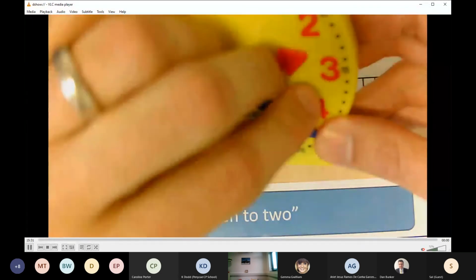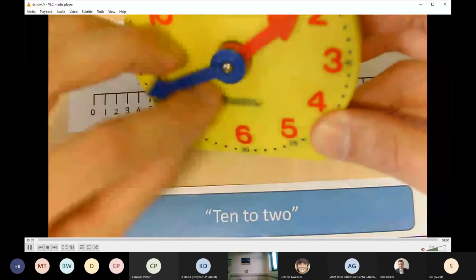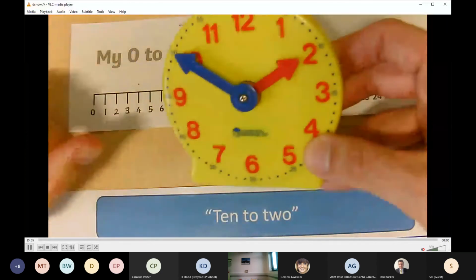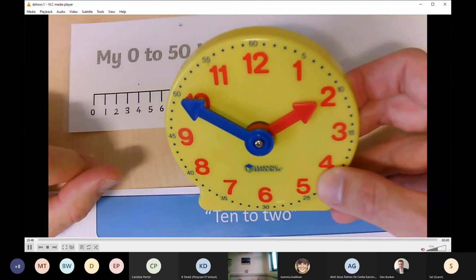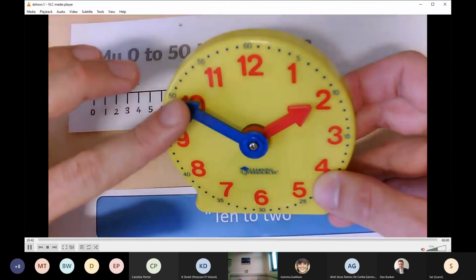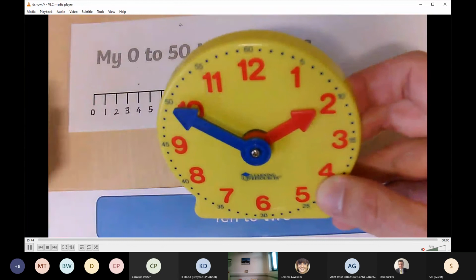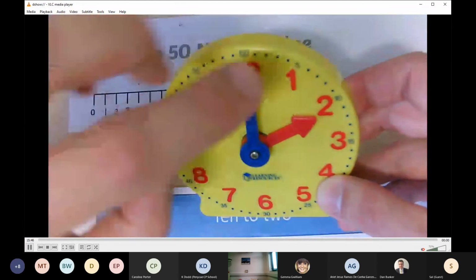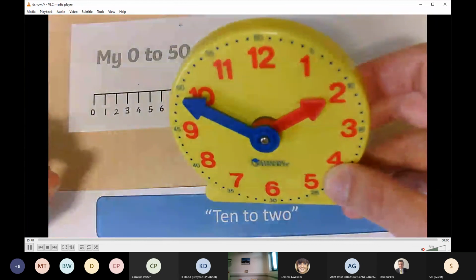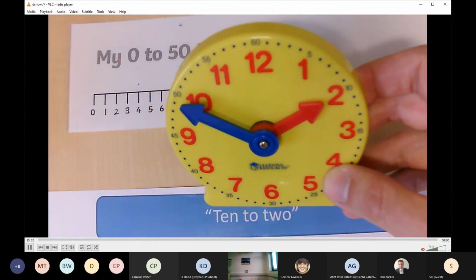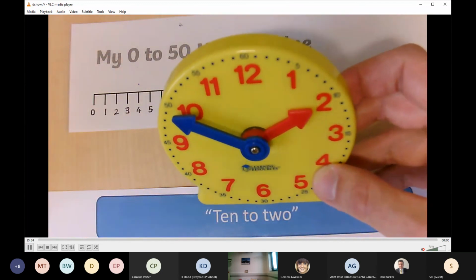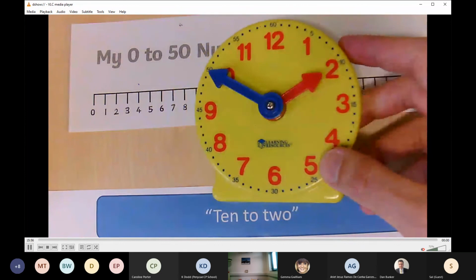So when we go back to that 10 to 2, we can then start asking children things like, well, what does the 10 mean? The 10 means that there are 10 minutes until we get to the o'clock mark, of course. What does the 2 mean? Well, that refers to the hour we are heading towards, where our smaller red hand is pointing at the hour that we're talking about.